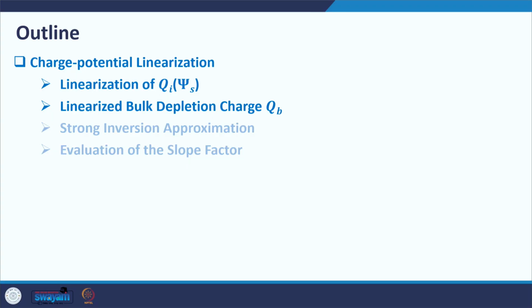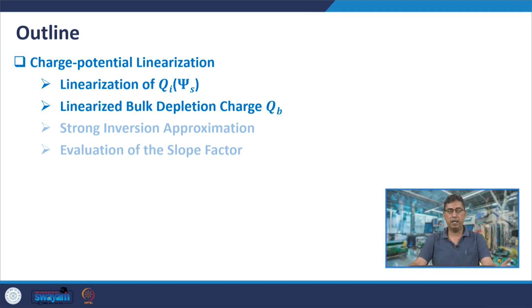We have till now discussed linearization of inversion charge, that is a linear relationship between inversion charge and surface potential. We will continue with the same topic, where we will then derive a linear relationship between inversion charge and surface potential for strong inversion, weak inversion and moderate inversion regions. After that we will discuss the linear relationship between depletion charge and surface potential.